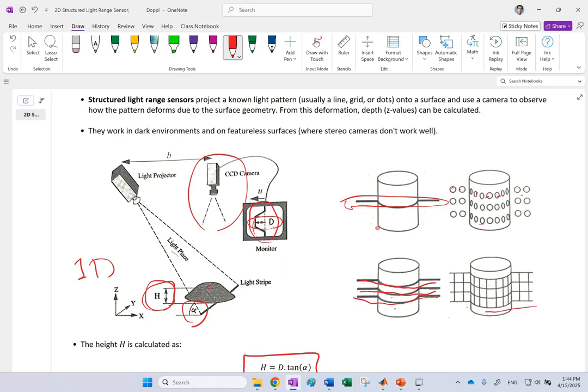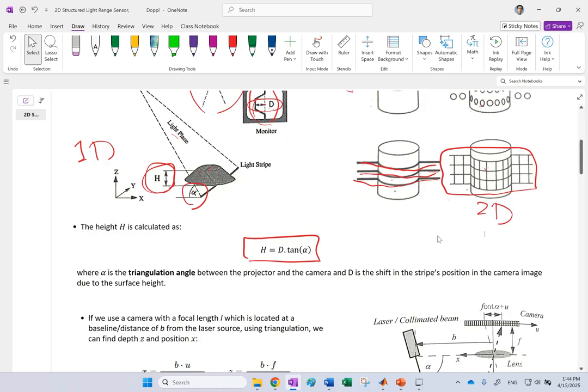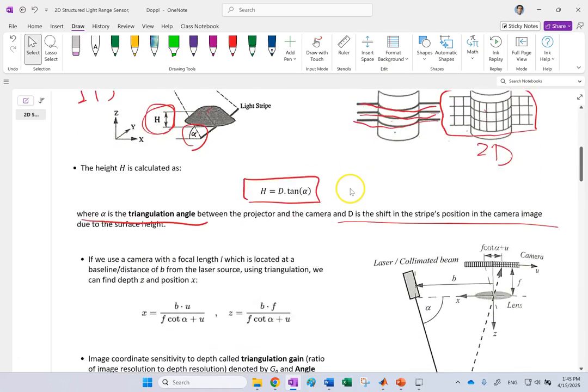But if you cast a grid on it, a 2D grid, now you can do a perfect 2D scan, and you can locate X, Y, and basically the 2D deformation. So here, this alpha, the angle at which the light is shining on the object, is called the triangulation light, and D is clearly the shift in the stripe position or the pattern position in the image due to the actual height h.